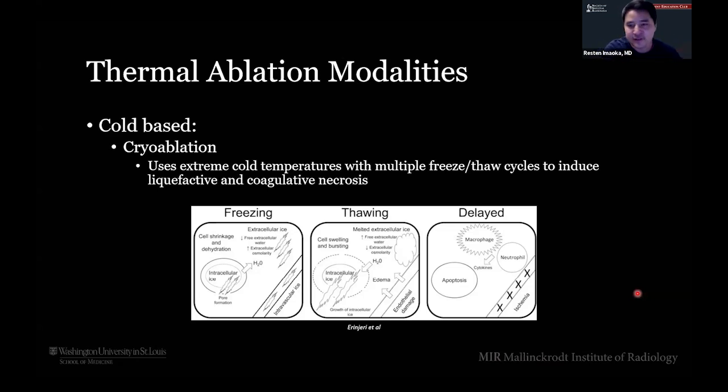That's going to induce liquefactive and coagulative necrosis. So we always do these in multiple freeze-thaw cycles. And initially, the extracellular ice is going to freeze first, and that's going to cause an increased osmolarity and shift from intracellular water outside. That's going to dehydrate your cell. It's going to shrink it a little bit. And then you're also going to start to see intracellular ice forming within the cell itself, and then also pore formation here from disruption of the membrane. The intracellular ice is going to cause damage to the organelles.